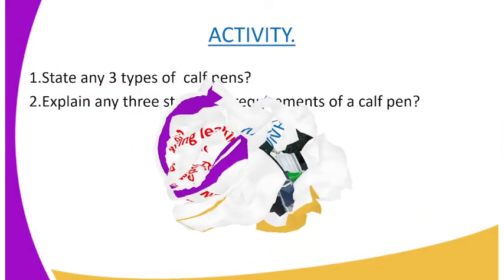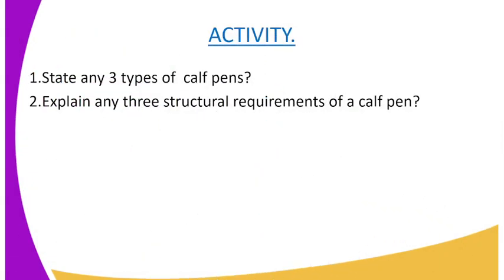We have come to the end of today's lesson, and I'm going to mark the end of this lesson by giving you this assignment. The first question is, you are supposed to state 3 types of calf pen, and the second question, explain any 3 structural requirements of a calf pen.